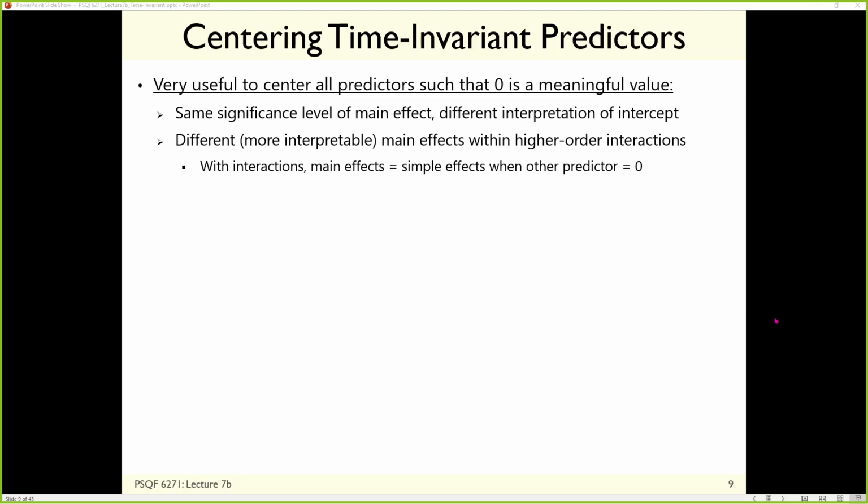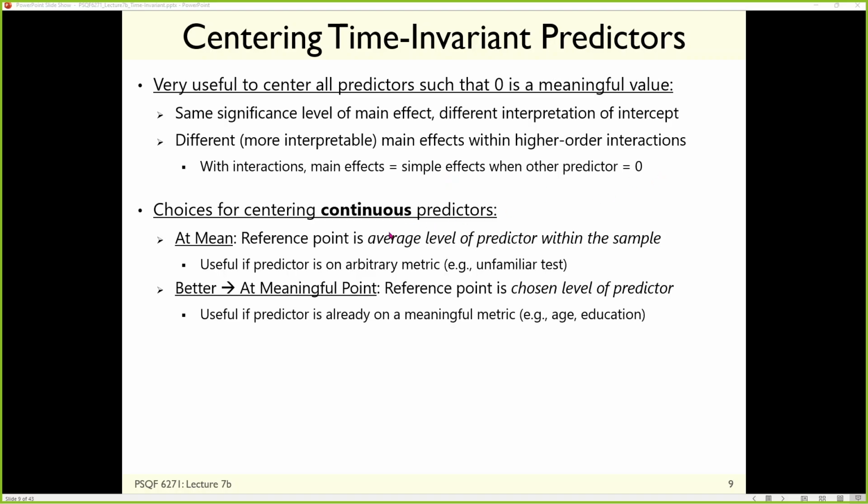Centering, we're going to do that still. That should surprise no one in this room. So we want to center all predictors so that 0 is a meaningful value. And this will change the definition of the intercept. It will also change any main effects that are part of higher order interactions, because they are conditional on interacting predictors being 0. So 0 needs to mean something.